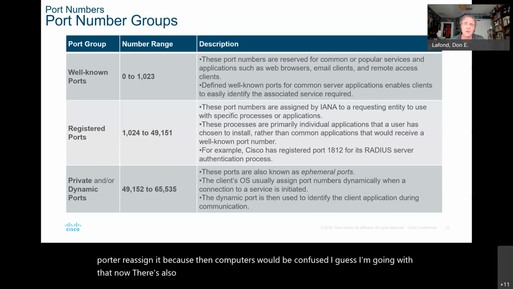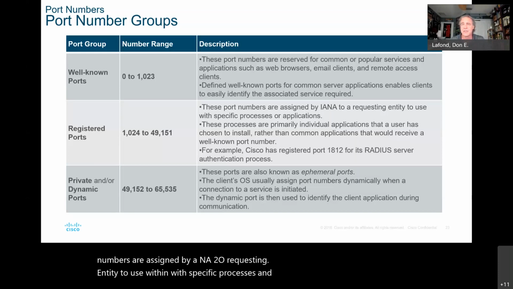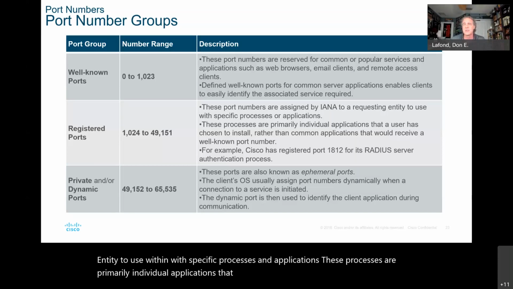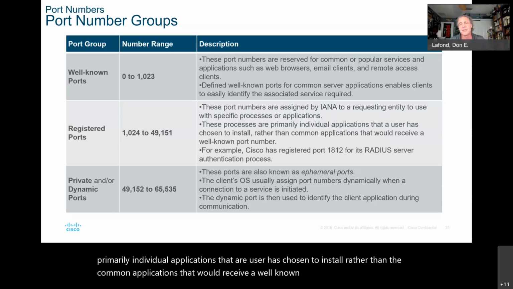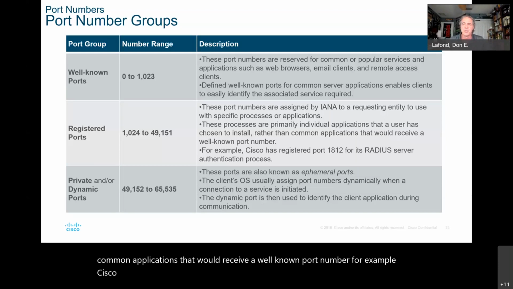That's from 1024 to 49,151. These port numbers are assigned by IANA to a requesting entity to use with specific processes and applications. These processes are primarily individual applications that a user has chosen to install, rather than the common applications that would receive a well-known port number. For example, Cisco has registered port 1812 for its RADIUS service authentication process.